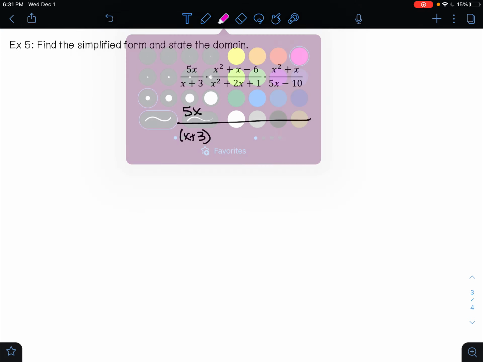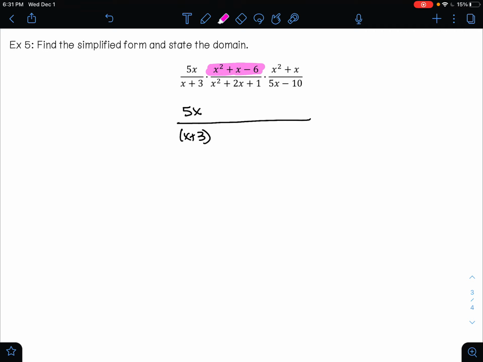X squared plus x minus 6. There is no GCF here, but it is a quadratic trinomial. So I am going to factor that using the area model. First term goes in the first box, last term goes in the last box.